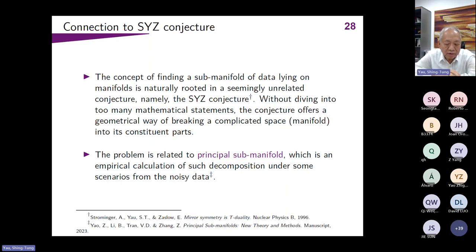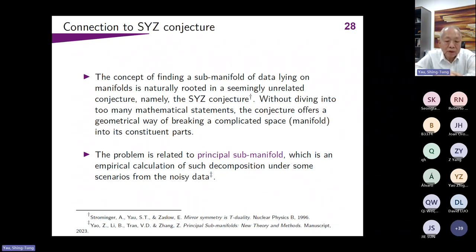The connection of principal submanifolds is interesting, and it is inspired by the work of SYZ. This is a paper that appeared in string theory, proposed by Strominger, Yau, and Zaslow. Finding such a submanifold for data lying on a manifold is actually very similar to this seemingly unrelated conjecture, where we discussed how the Calabi-Yau manifold can be written as a fibration over a lower-dimensional space. This is a rather important proposal in string theory. The conjecture offers a geometric way of breaking a complicated space, such as a Calabi-Yau manifold, into its constituent parts. The mathematics behind it is rather non-trivial.